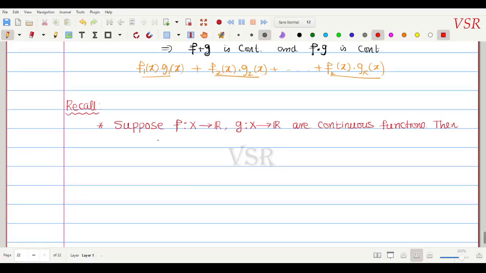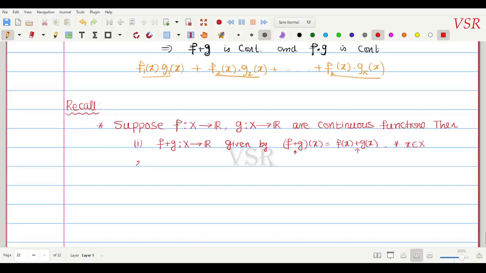Number one, what we are having is f plus g from X to R, given by f plus g of x, which is equal to f of x plus g of x. Note that this is the addition in real numbers, and this is the newly defined addition of functions. This addition is different from that addition, this one is real number addition, for every x belongs to capital X.